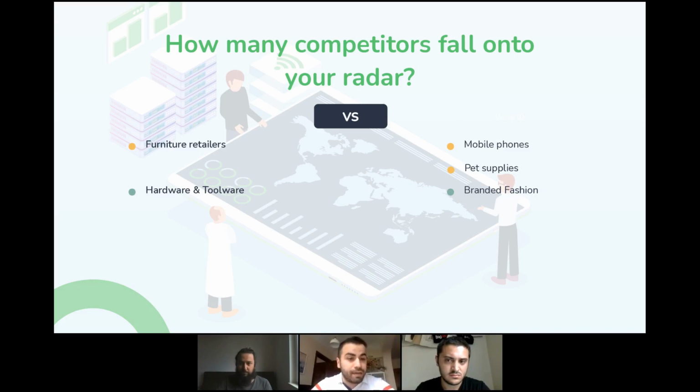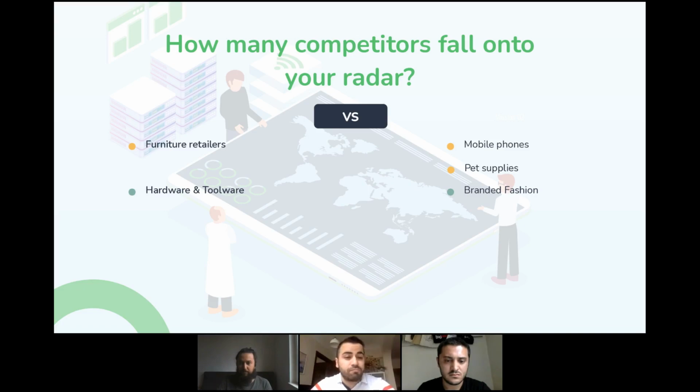Furniture retailers and hardware toolware stores mainly focus on a few top competitors. On the contrary, I can say that mobile phone industry, pet supply sector, or e-stores that sell branded fashion goods do have quite crowded competition. So they adjust their pricing based on quite a lot of different competitors in the market to keep competitive in the industry.